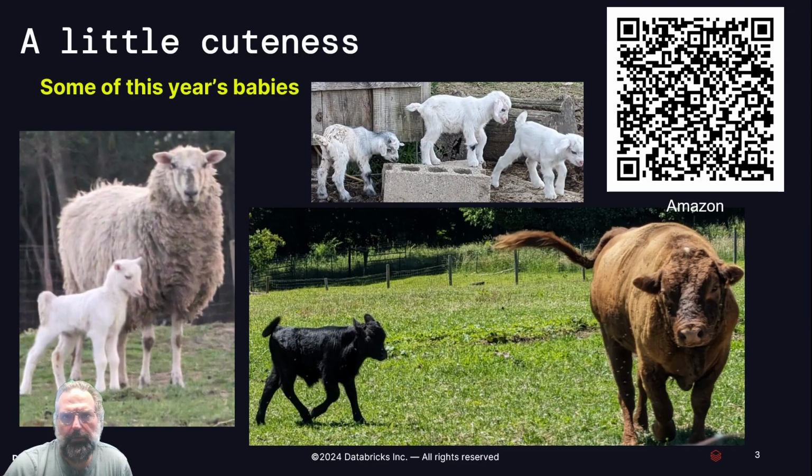Here's a little cuteness for you from the farm. Some of this year's babies. Bottom left is a beautiful white goat or white sheep with her mom. Then some baby goats playing in the middle at the top. In the bottom is a new bull calf we have hanging out with his dad, who looks like he needs a bath, as most farm animals generally do.